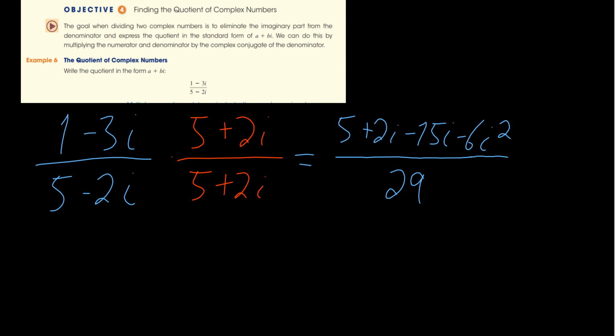And let's actually put it down here. Okay, so we're going to have, let's change colors, the 5, that's going to stay, okay? We have the 2i and the negative 15i, so we're going to have a minus 13i, and then a minus 6i squared. So we know that i squared is a negative 1, right? So it's basically saying negative 6 times a negative 1, which is going to be a positive 6. Plus 6. Okay, well then we can combine these like terms, right? So I'm going to go ahead and add the 5 and the 6, so that's going to be 11.